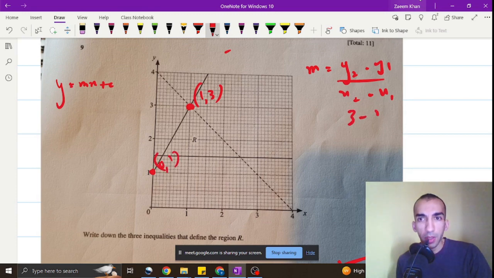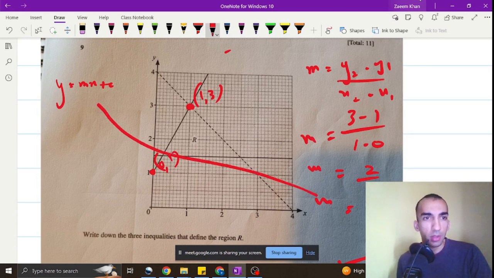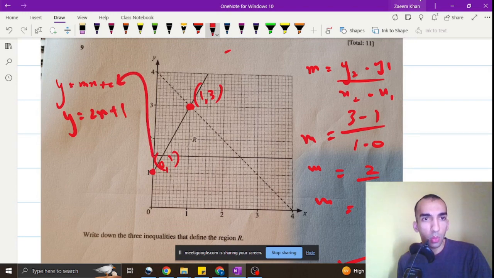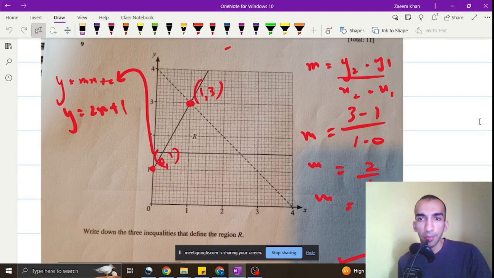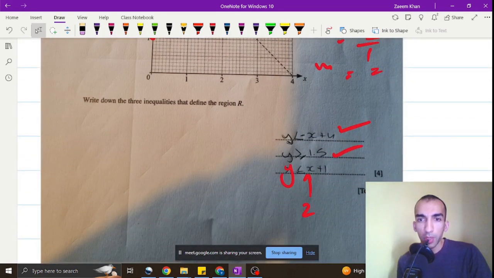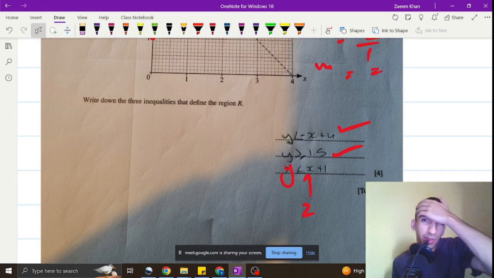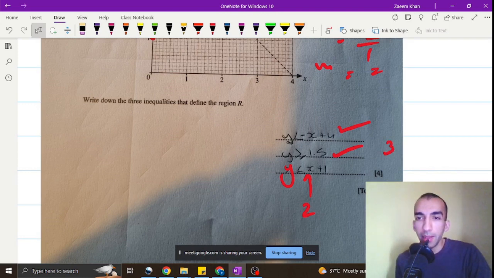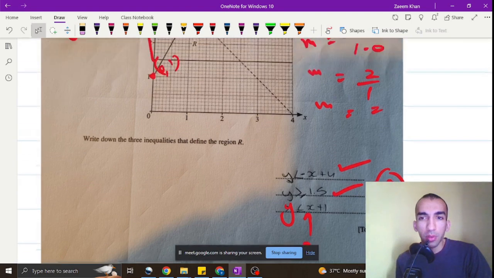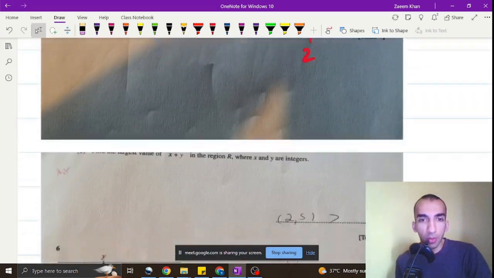If I were to subtract, 3 take away 1, and 1 take away 0, we are left with 2 over 1, which is 2. So the value of m comes out to be 2. If I were to plug this in over here, what do I get? y equals 2x, and the y-intercept we figured out is already 1. So this should have been 2x plus 1. If I'm lenient, this will get you 3. Otherwise, this could have gotten you 2 as well. Anyways, that was a good effort.